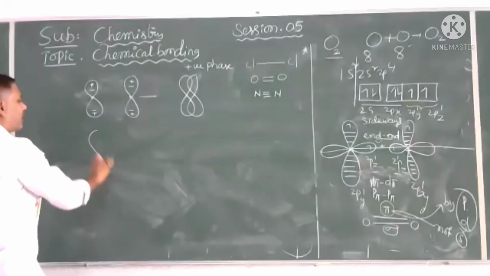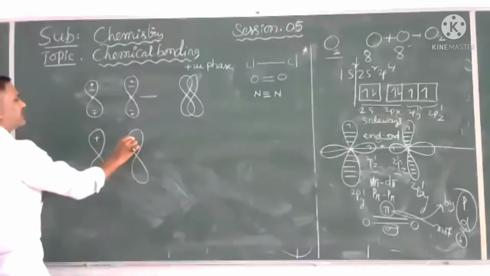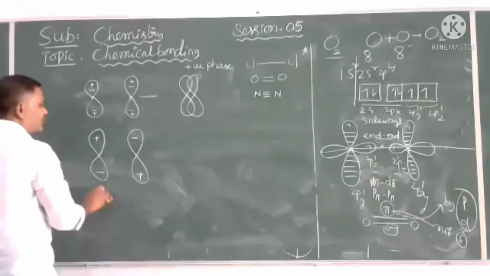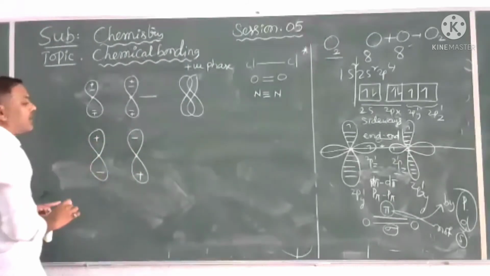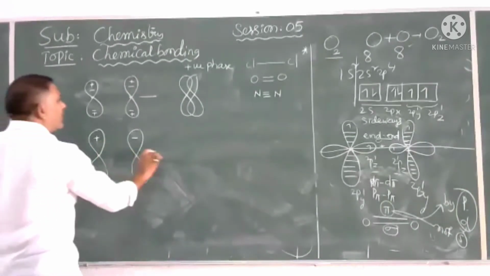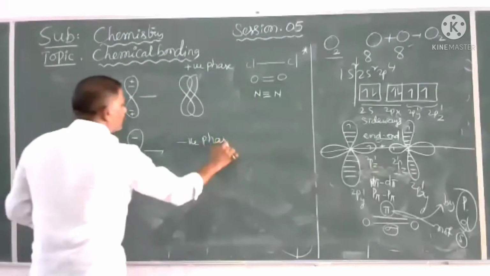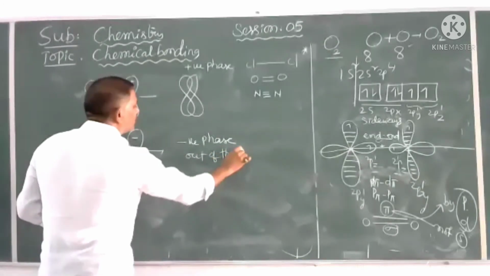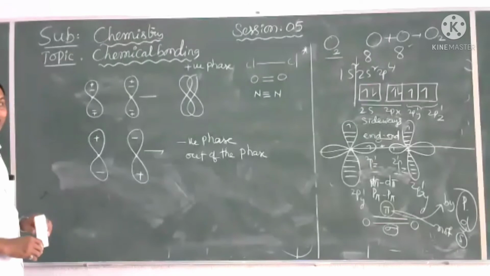If the lobes have different signs, like positive with negative, or negative with positive, then while overlapping these two atomic orbitals they are not in the same phase. They are out of phase. That combination is generally called the negative phase. Negative phase means out of phase. And some overlaps are zero.